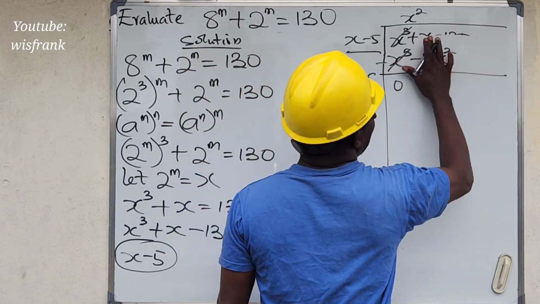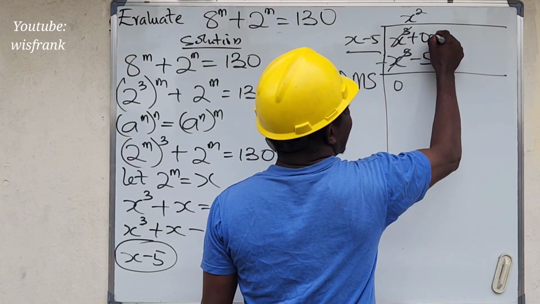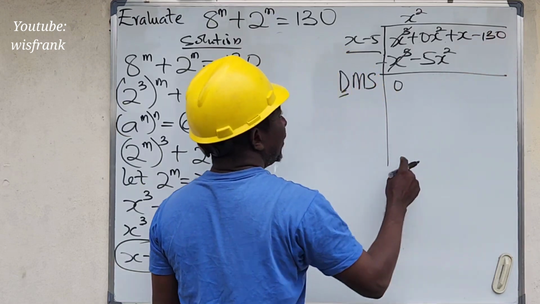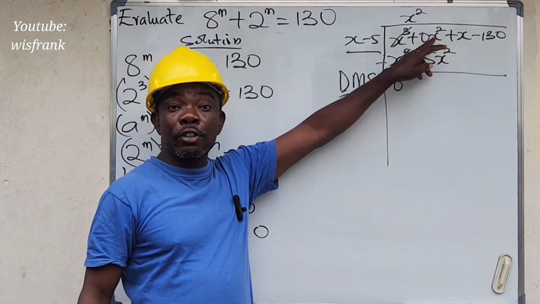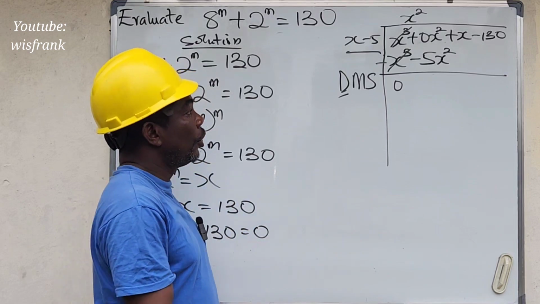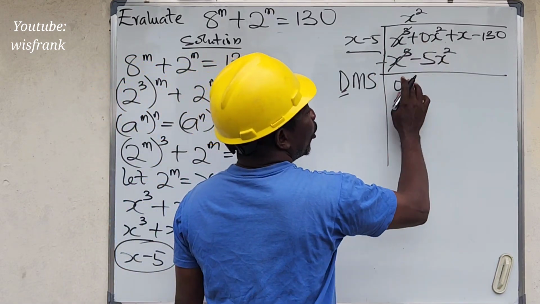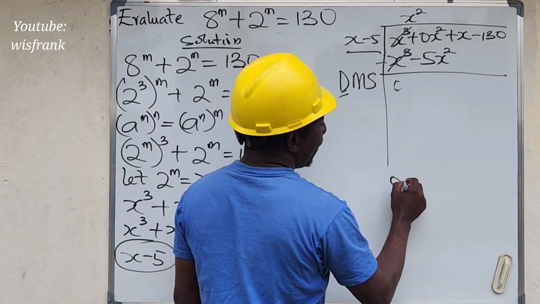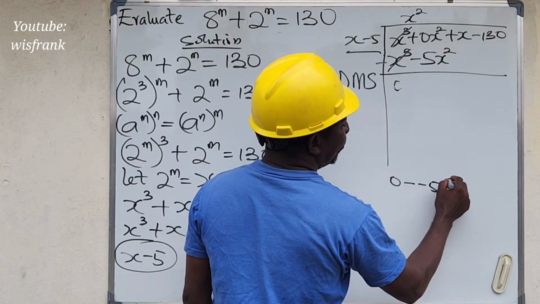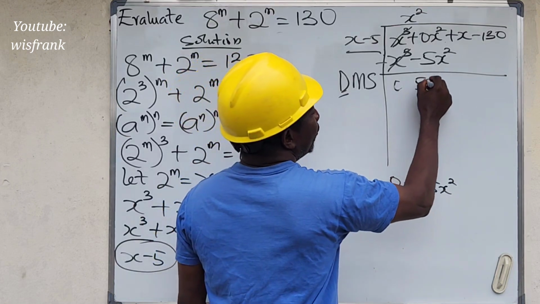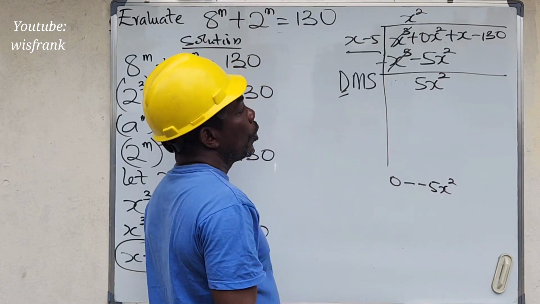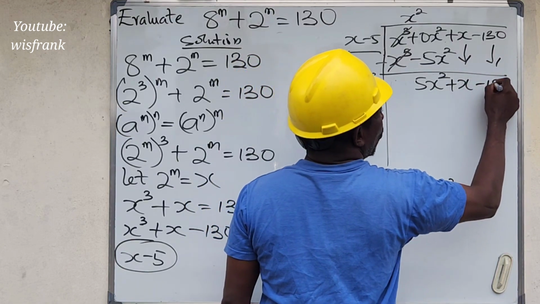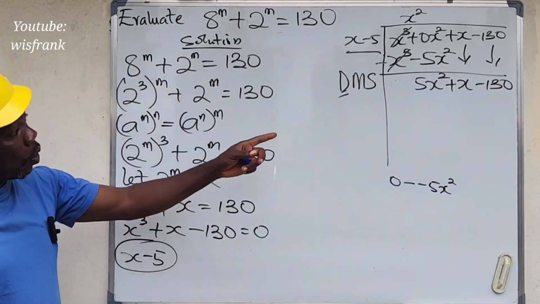We can as well add here 0x to the power of 2 plus x minus 130. So that is what we become, because 0x to the power of 2 is the same thing as 0. Because we are doing subtraction, this will become 0 minus 5x to the power of 2, which is minus 5x to the power of 2. So we need to bring down plus x and minus 130. So that is what we have now.